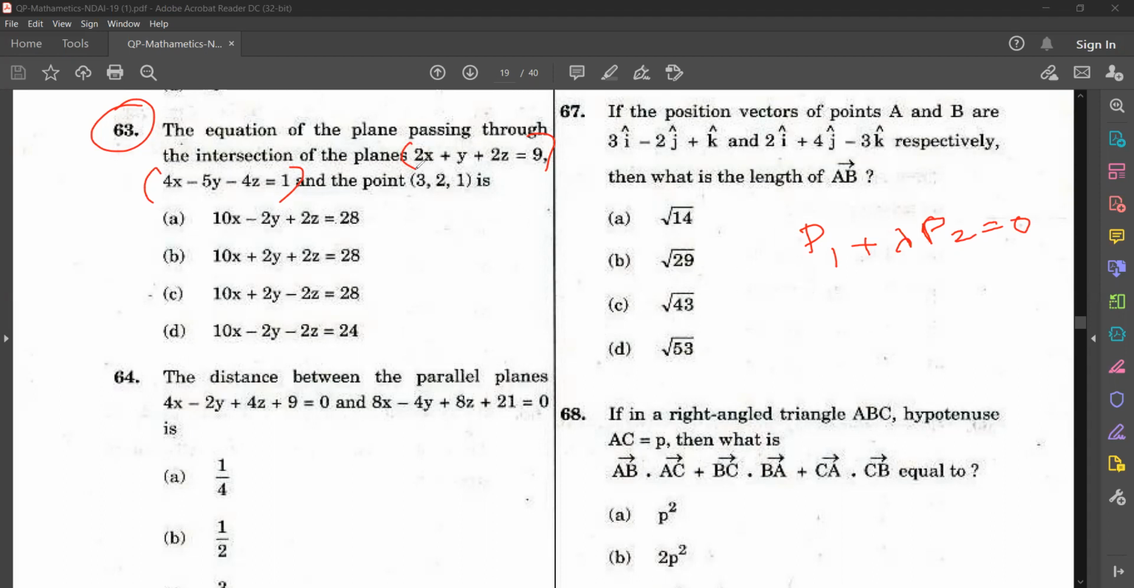Okay. Now, what is the first plane? That is 2x plus y plus 2z minus 9, isn't it?